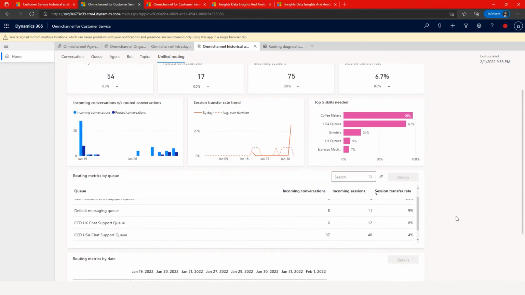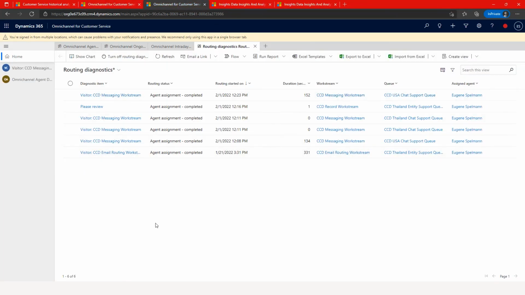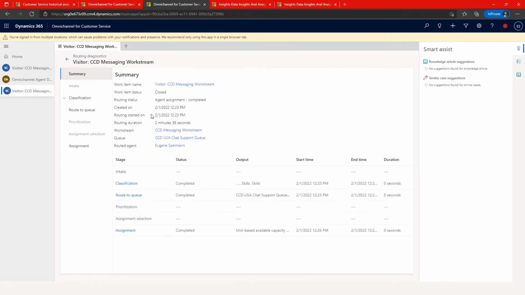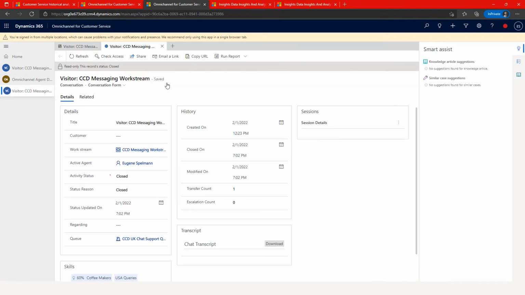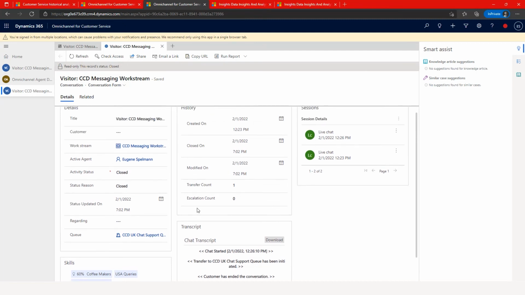So she can again go to routing diagnostics. As you see, I have already opened it here, where she can look at the data. Let's say I open a conversation which was routed to the USA chat queue, and if I open the actual conversation, I can see that it was first routed to the USA UK queue. From there, it came to this queue. This conversation came to the USA queue, but then it got transferred to the UK queue. So Eugene now knows that there are certain conversations getting transferred to the USA queue which are supposed to be in the UK queue.